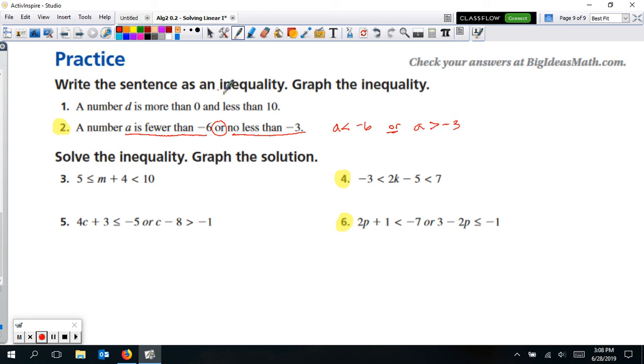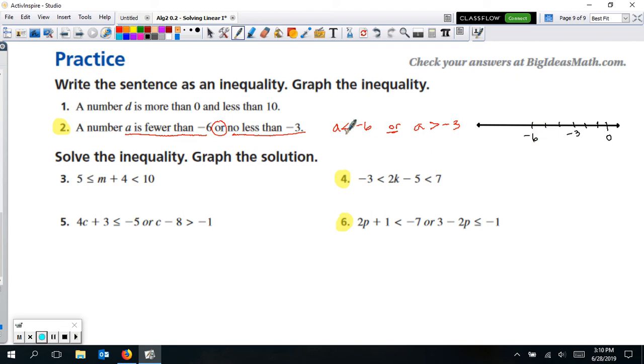So it says write the sentence as an inequality, graph the inequality. So let's go ahead and graph this inequality now. Let me write my number line down again. Okay, so here's our number line. We're going to put negative 6 and negative 3 on this graph. So let's put 0 maybe way over here on the right. And we got negative 1, negative 2, here's negative 3. And then we got negative 4, negative 5, negative 6.